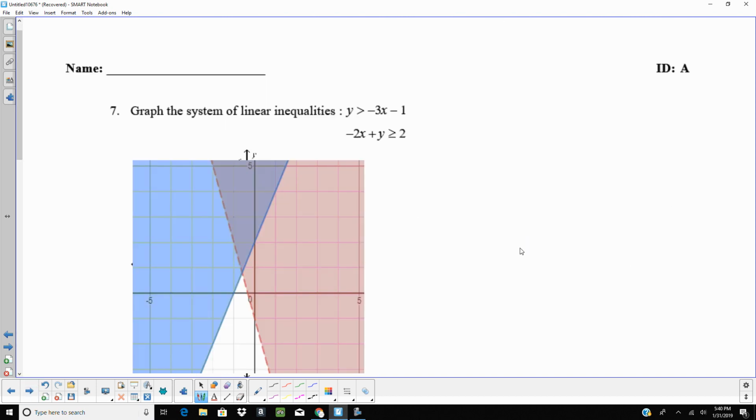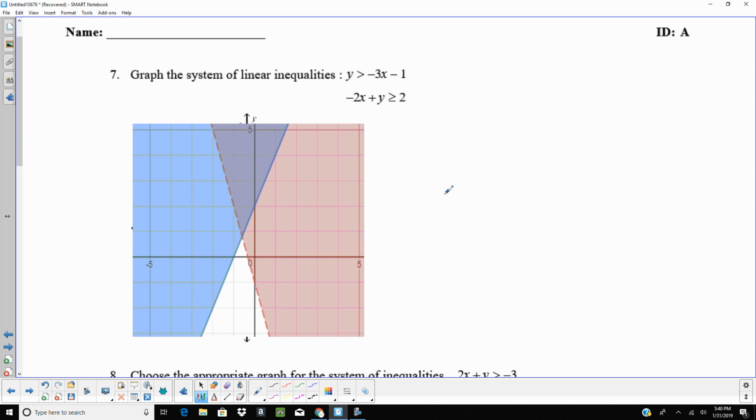All right, number 7, you want to graph that. Well, that first graph, the y-intercept is negative 1, which is right here. And my slope is negative 3, so you can go down 3, right 1, which is going to be right about there. Or you could also go up 3, left 1. And it's going to be a dotted line, shaded above, because it's greater than.